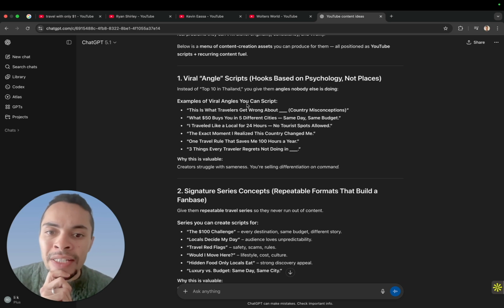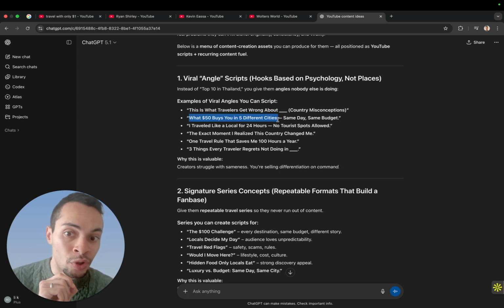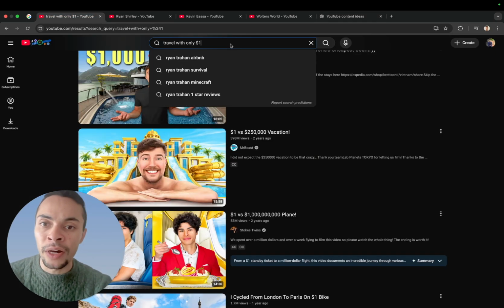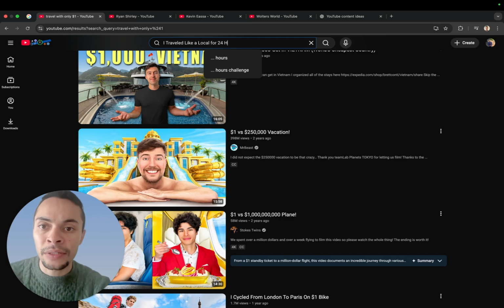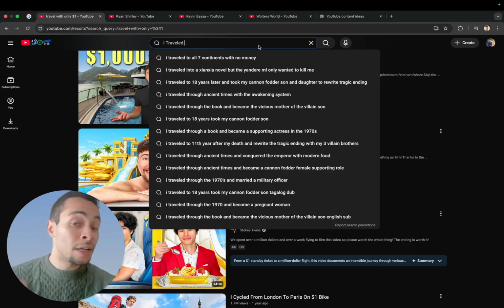So it seems like what ChatGPT is giving us are things that people are not searching for, but they could actually find real value from it. I know for sure a lot of people would enjoy this: I travel like a local for 24 hours. Let me see if anyone's searching for that, and then we're going to move on so that we're not too stuck on this aspect. I travel to all. So that's another thing that you can do.